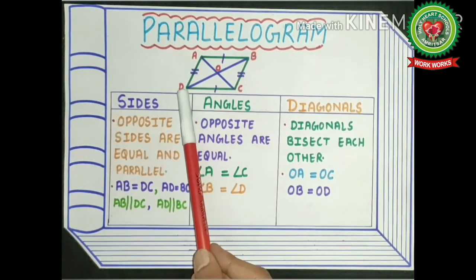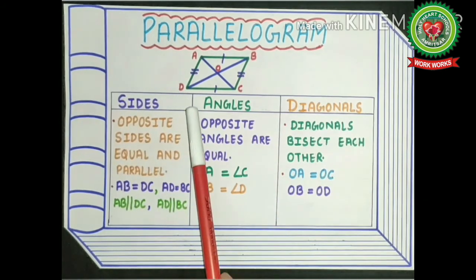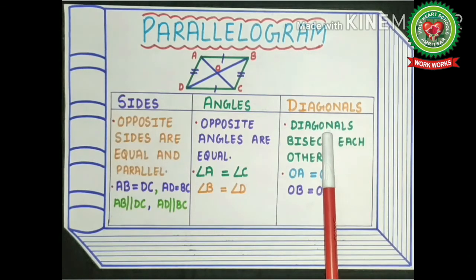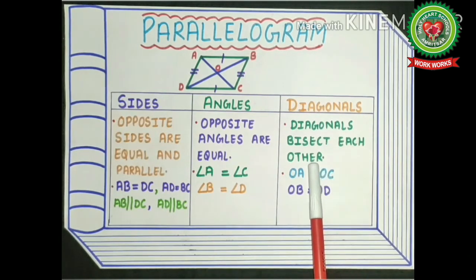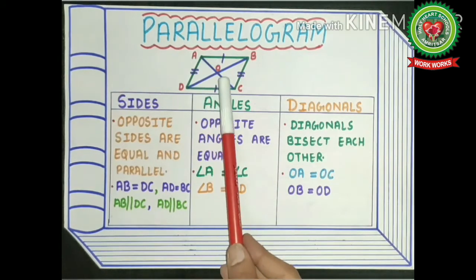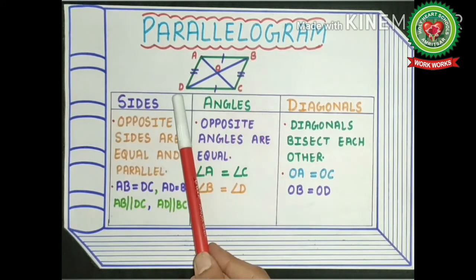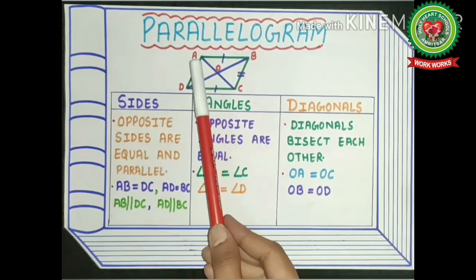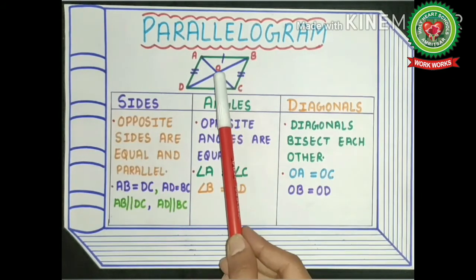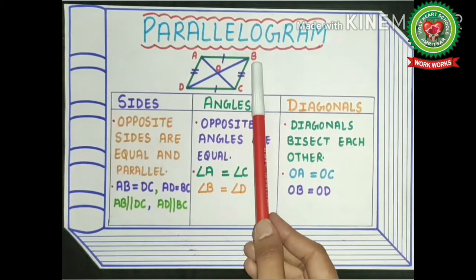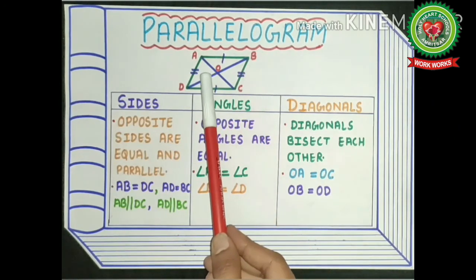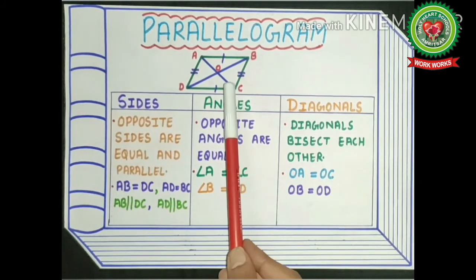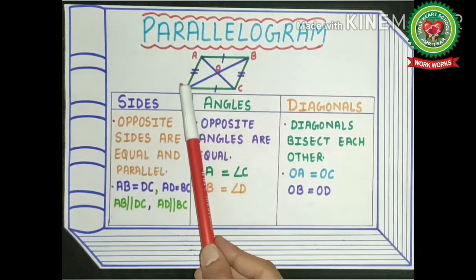Angle B is equal to angle D. Next is diagonals. In a parallelogram, diagonals bisect each other. First diagonal is AC, second diagonal is BD. Diagonals bisect each other. That means O is the midpoint of AC, O is the midpoint of DB. So that means OA is equal to OC. Second, OB is equal to OD.